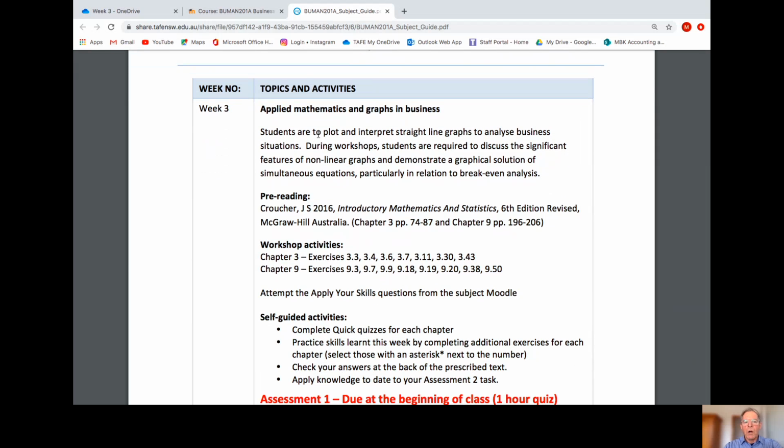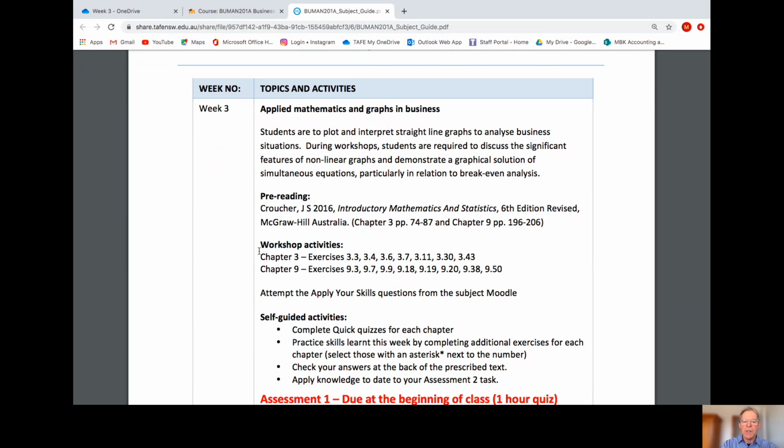So what will we be doing in class? We're going to be plotting and interpreting straight line graphs. We're going to be solving some simultaneous equations today and also in class, particularly in relation to break-even analysis, which is a very practical topic coming up for us. It also comes up in management accounting, sometimes called cost volume profit relationship.